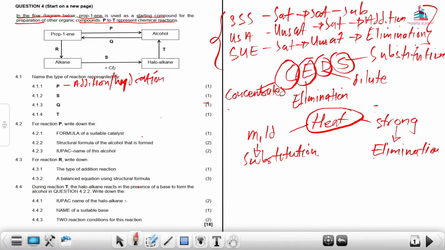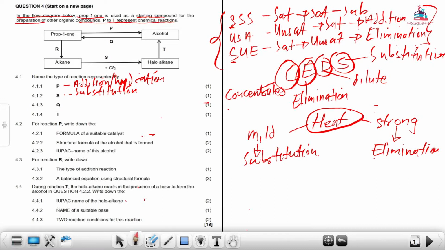Where is S starting? S is starting from an alkane, which is single bonds. So we are looking at these single bonds. But what is our end product? Is it saturated or unsaturated? It's saturated. So we are moving from saturated to saturated. That reaction must be substitution. So the correct answer here must be substitution.